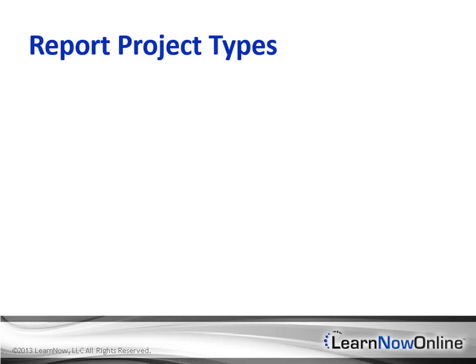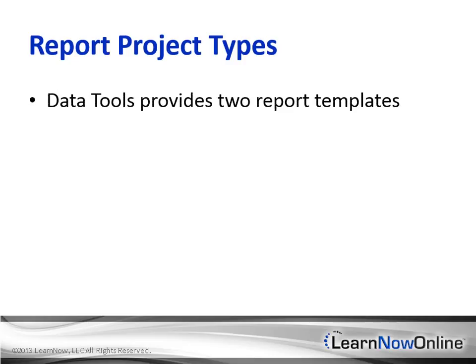Now, when you have the Data Tools installed and you're ready to create a report project, you're going to have the option of two different report types. The project templates appear in the Business Intelligence Reporting Services section of the New Project dialog box. These project types are quite different, both in the end result and how you get there.